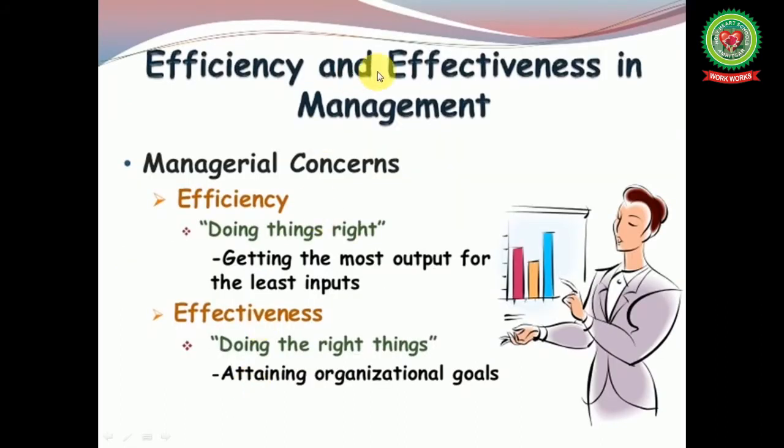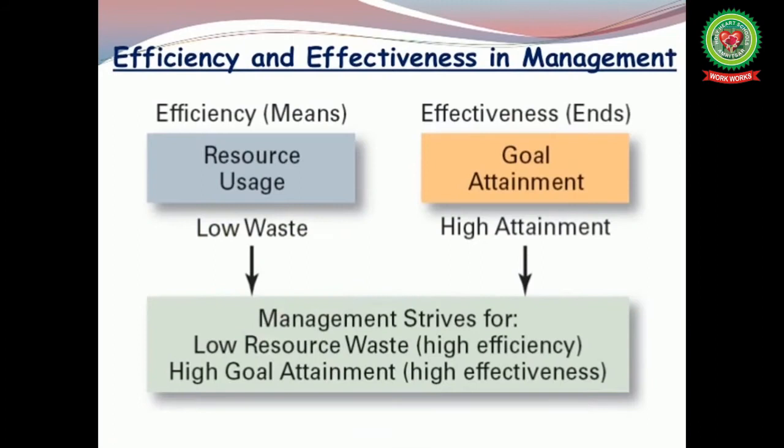Next is efficiency and effectiveness in management. Managerial concern is related to efficiency, that is doing things right, getting the most output for least inputs. And effectiveness, doing the right things, means attaining the organizational objectives, which is the main focus of the management process. Efficiency is the means and effectiveness is the end. If resource usage is proper and wastage is low, then we can achieve our goal. So these are the efficiency and effectiveness that come into management.